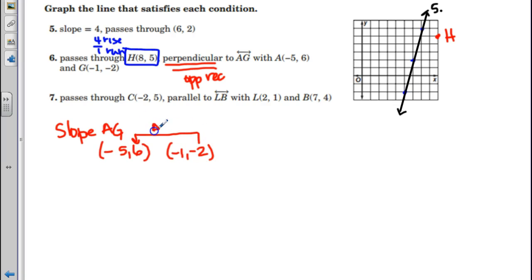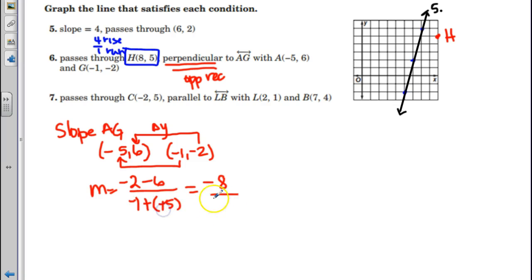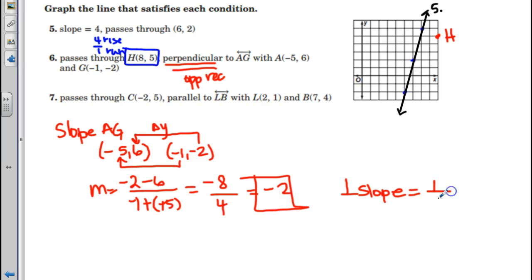Change in Y, negative 2 minus 6 over change in X, negative 1 minus a negative 5. So top is negative 8. Bottom is positive 4. So slope is negative 2. All right. So perpendicular slope would be opposite sign, so positive. Reciprocal of 2 is 1/2. 2 over 1, flip it, 1/2.